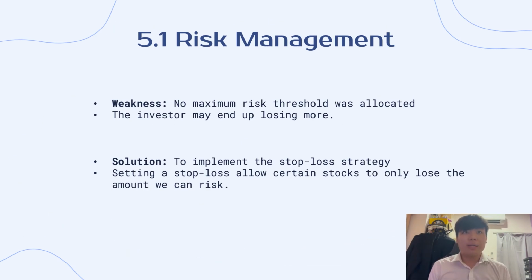So for the weakness, no maximum risk threshold was allocated. This means that the investor may end up losing more. And the solution to this would be to implement a stop loss strategy. Setting a stop loss allows certain stocks to only lose the amount we can risk.